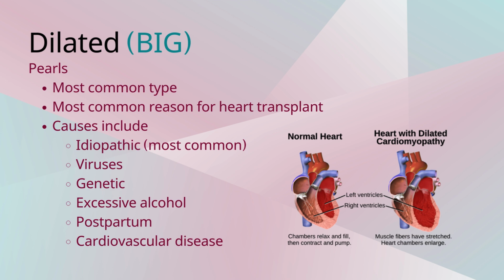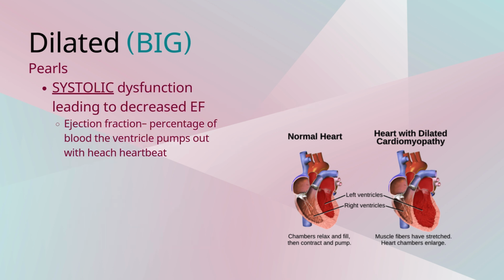Another pearl to remember is that it will lead to systolic dysfunction, and that systolic dysfunction causes a decreased ejection fraction. And if you remember, ejection fraction is the percentage of blood the ventricle pumps out with each heartbeat, and normal is around 50 to 70%. An S3 heart sound may be present, and that's caused by the rapid rush of blood into the dilated ventricle during the filling phase of the cardiac cycle.